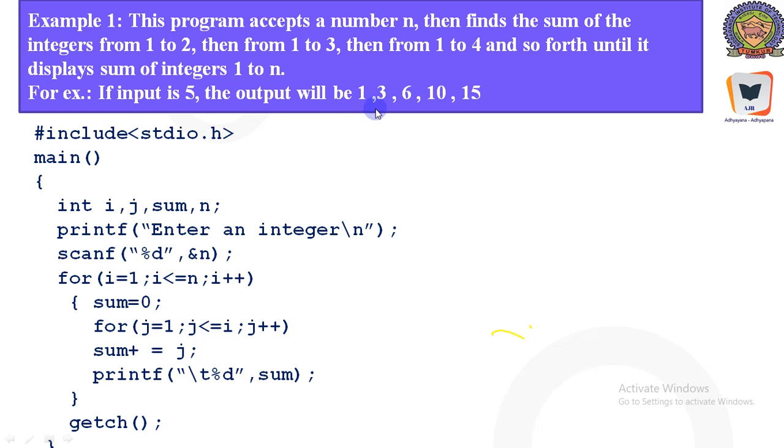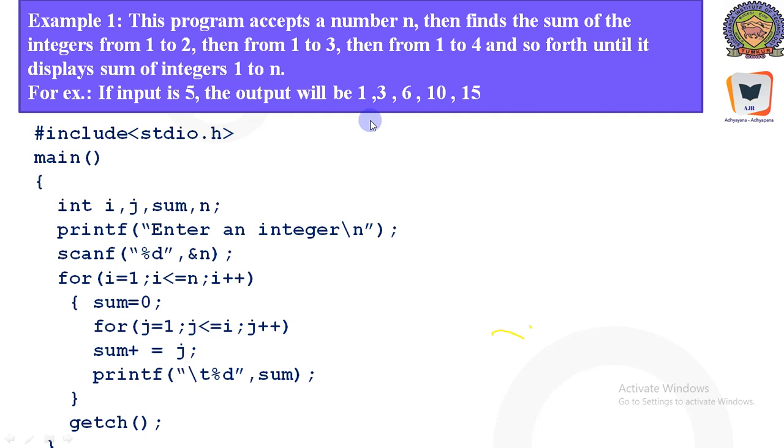The first term will be 1, the second term will be 1 plus 2, the third term will be 1 plus 2 plus 3, the fourth is 1 plus 2 plus 3 plus 4, that becomes 10, and 1 plus 2 plus 3 plus 4 plus 5 becomes 15. So that's how. This problem immediately tells us that it needs two for loops, one inside the other.